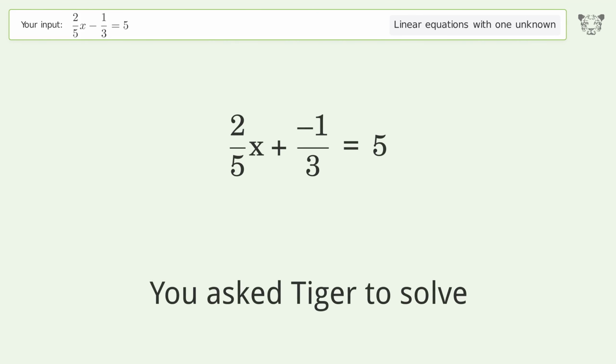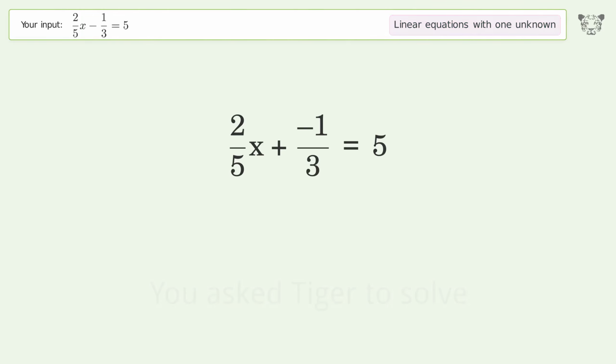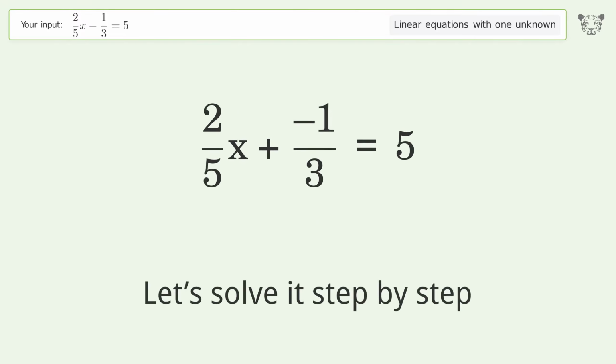You ask Tiger to solve. This deals with linear equations with one unknown. The final result is x equals 40 over 3. Let's solve it step by step.